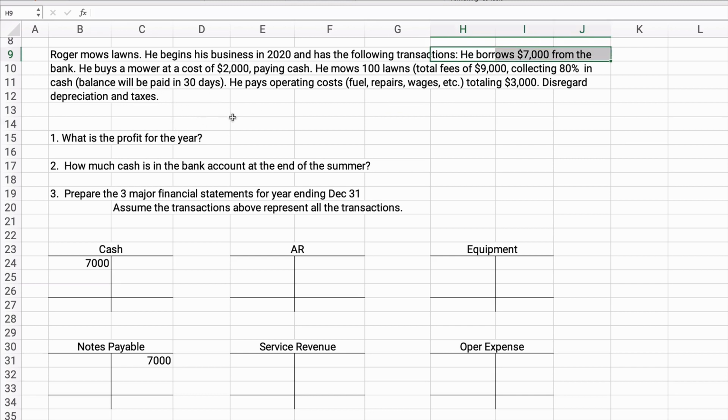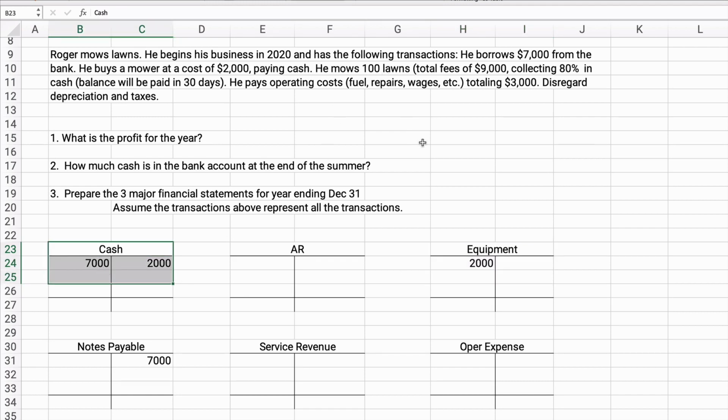He buys a mower at a cost of $2,000. We're going to call that equipment. So equipment goes up $2,000. His cash goes down $2,000, so we need to debit equipment and credit cash. This shows that equipment is increasing, and this shows that cash is decreasing.